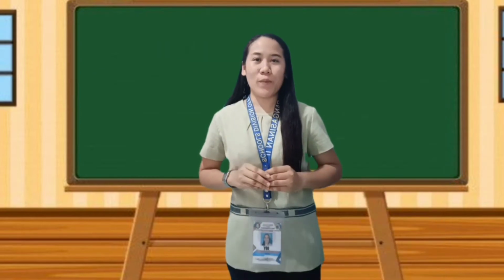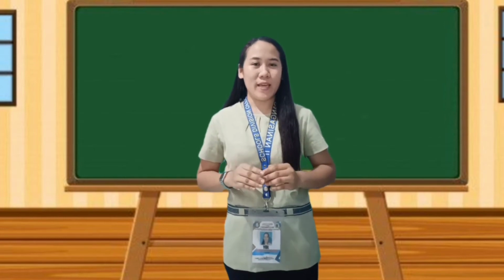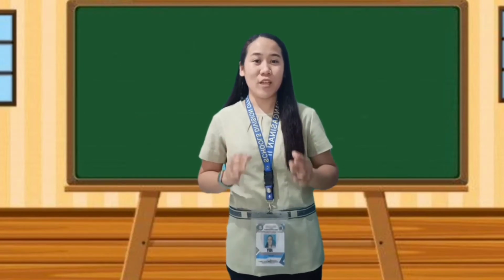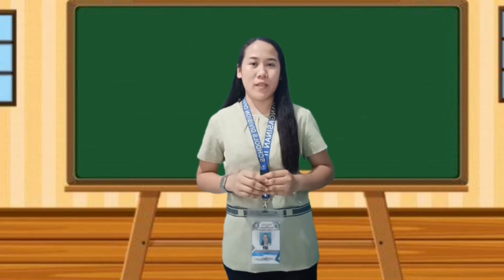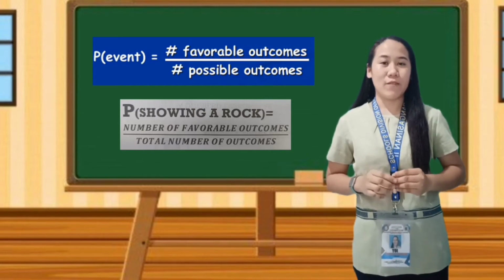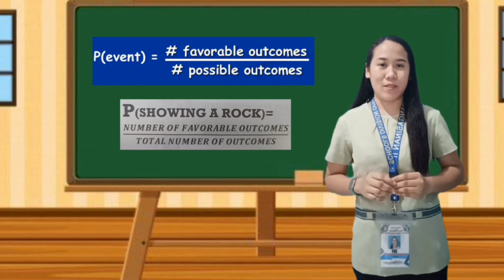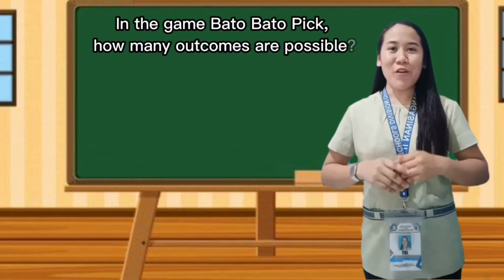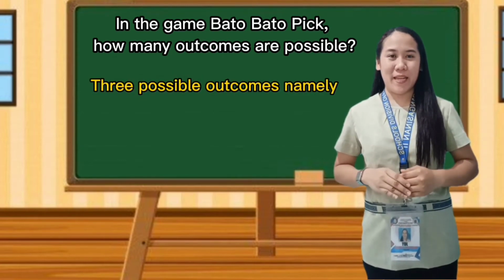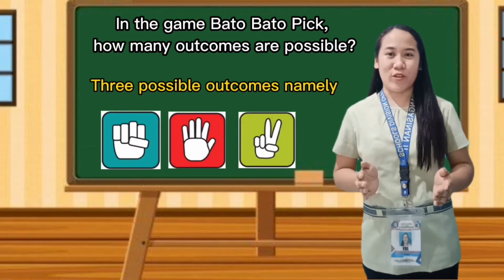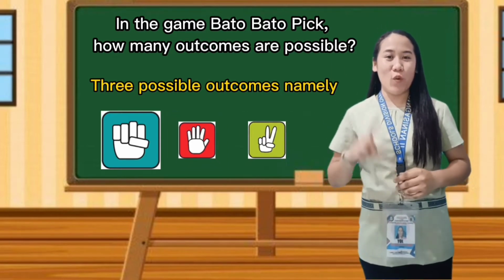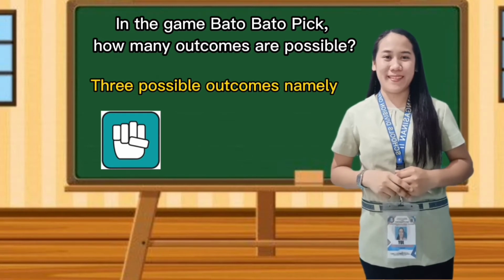Now, in Jack's game Bato Bato Pick, what is the probability that Toby, his opponent, will show rock, paper, or scissor? So let us solve this using the formula of simple probability. So the probability of showing rock is equal to the number of favorable outcomes divided by the total number of outcomes. In the game, how many outcomes are possible? Very good. There are 3 possible outcomes, namely rock, paper, and scissor. In those 3 outcomes, how many rocks can you see? You are correct. There is only 1 rock in the total possible outcomes.